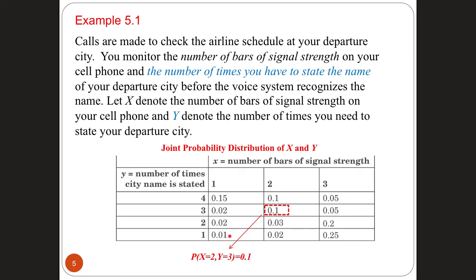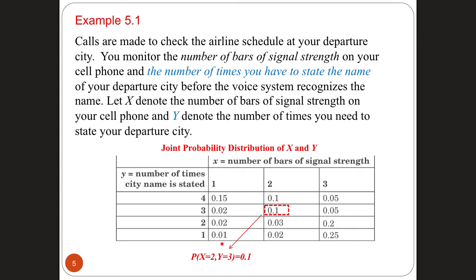And then the values that you see here are what we call the joint probability mass function, or the joint probability distribution of x and y. So for example, the 0.15 that you see here says that the probability that you have 1 bar on your phone and you have to mention the name of the city 4 times until recognized is equal to 0.15. For example, this one. This is the probability that you have 2 bars on your cell phone and you have to mention the name of the city 3 times until the automated system recognizes it, and that will have a probability of 0.1.